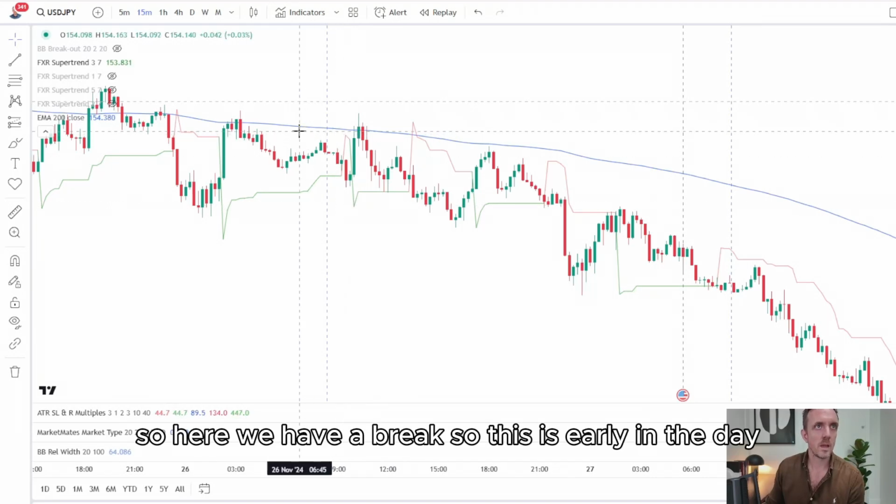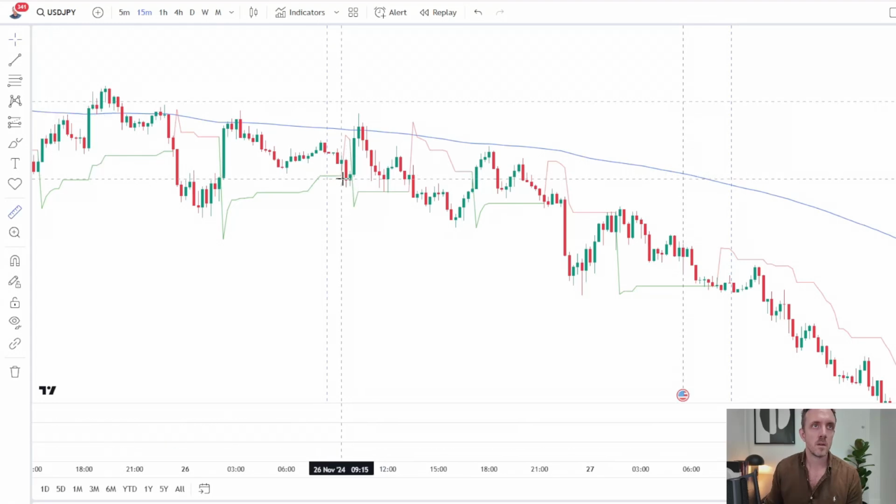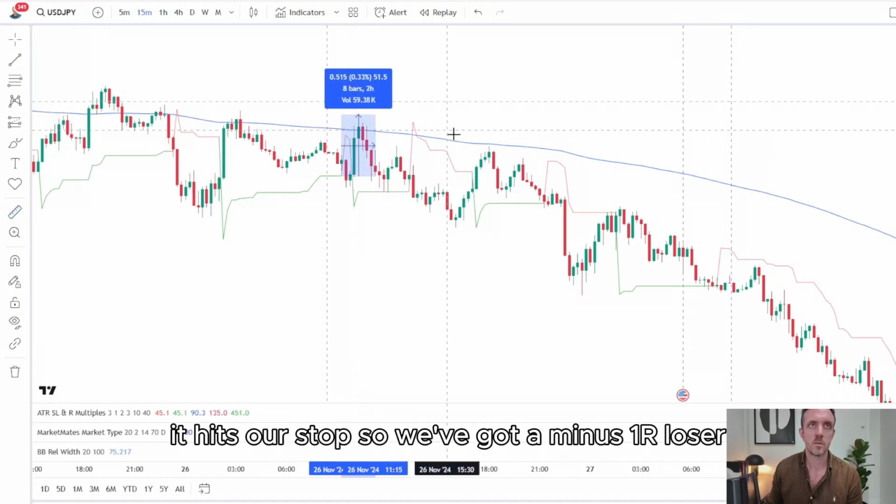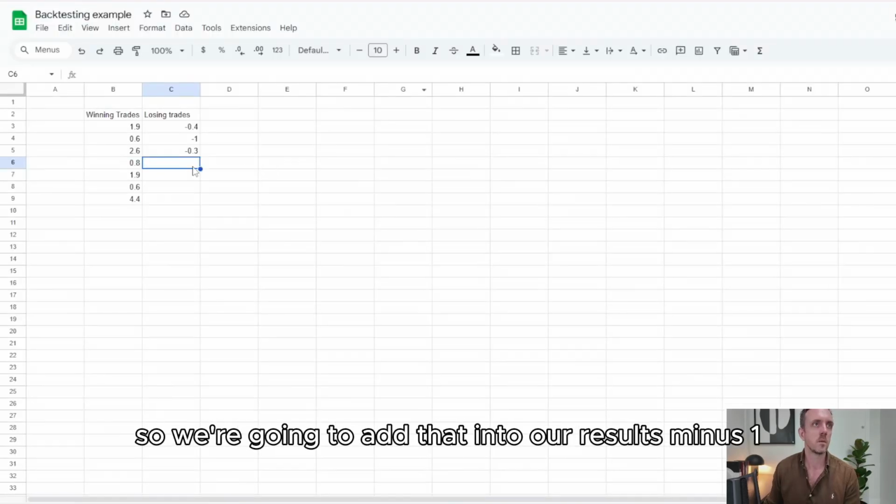So here we have a break. So this is early in the day. So does that hit our stop? We've got a 40 pip stop. So yes, it hits our stop. So we've got a -1R loser. So we'll go add that into our results, -1.